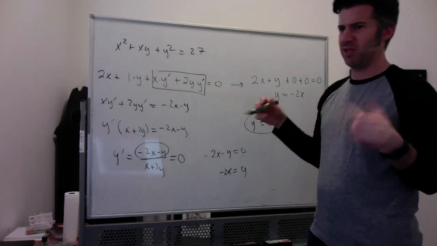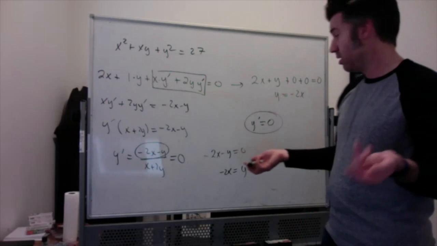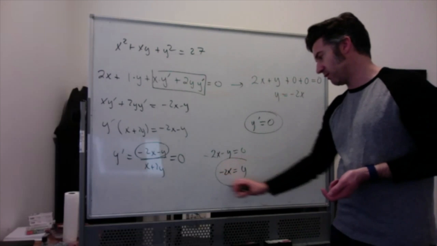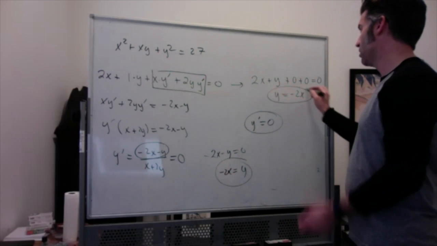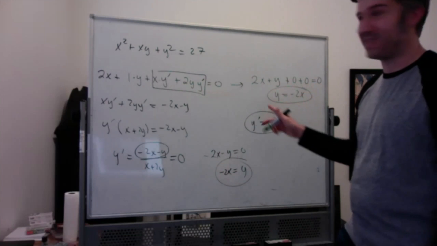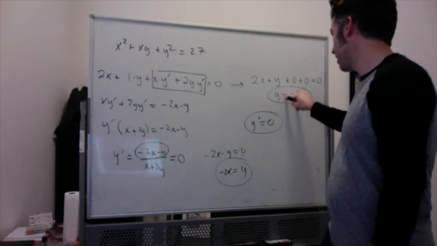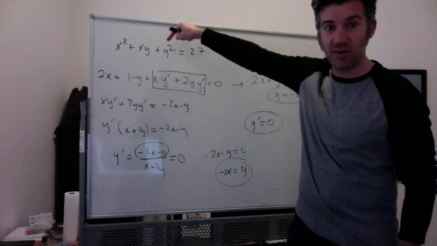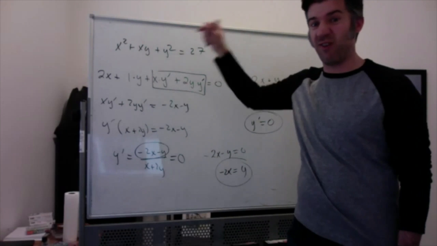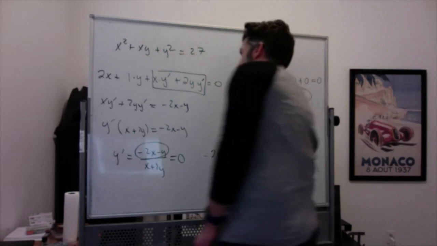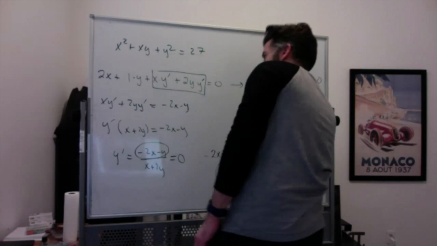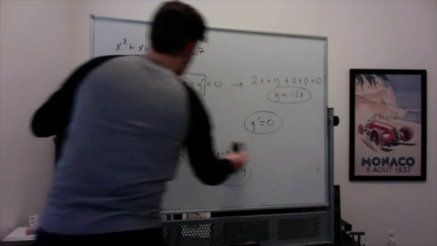Now, you might be saying, well, James, I still haven't found any points. You're right, we haven't. What we do know is that y has to equal negative 2x. But it also has to be a point on this ellipse. So we actually have to plug back in negative 2x for my y's and then solve for x. Yeah, I'm going to erase all this down here.